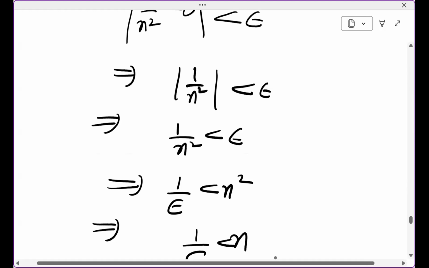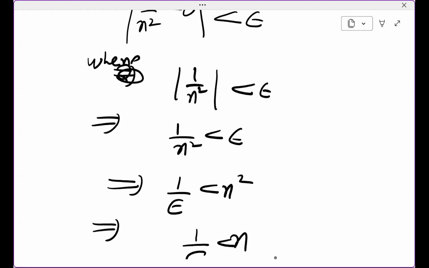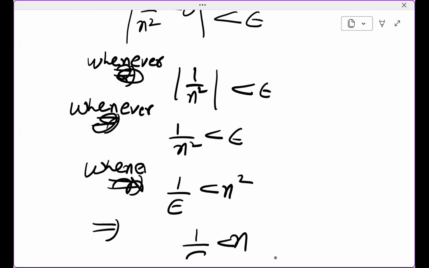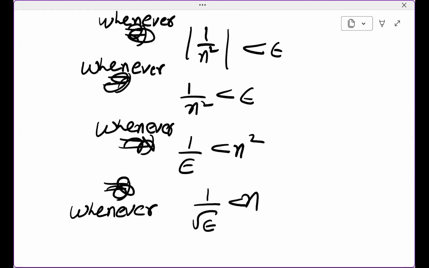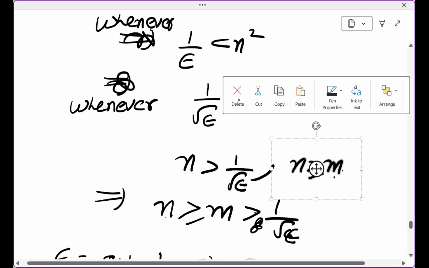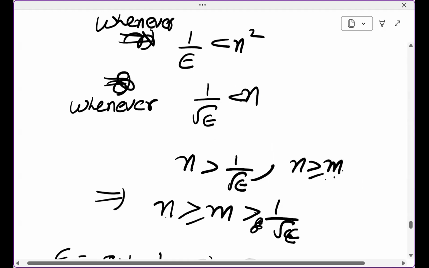Here it is better to use 'whenever' instead of 'implies'. So whenever, this will be the correct expression. Whenever 1/n² is less than epsilon. Because n is a natural number, n² is positive, so I have removed the modulus. This is possible whenever n is greater than 1/√epsilon, that is where it came from. And n is greater than or equal to m, from the basic definition.